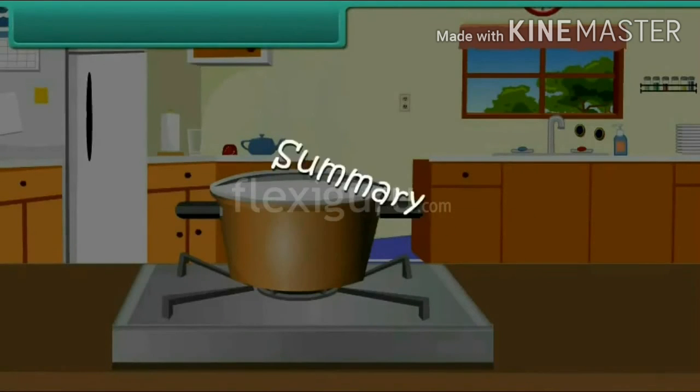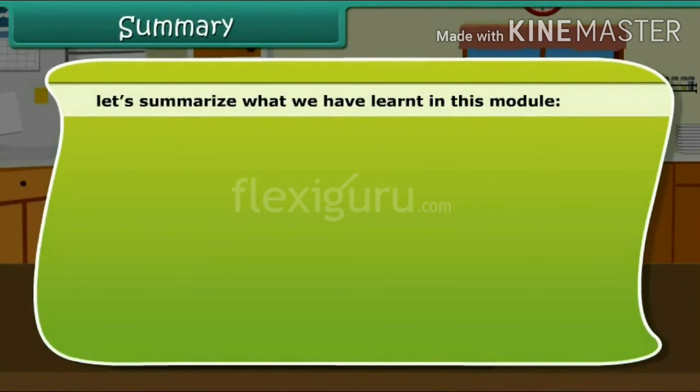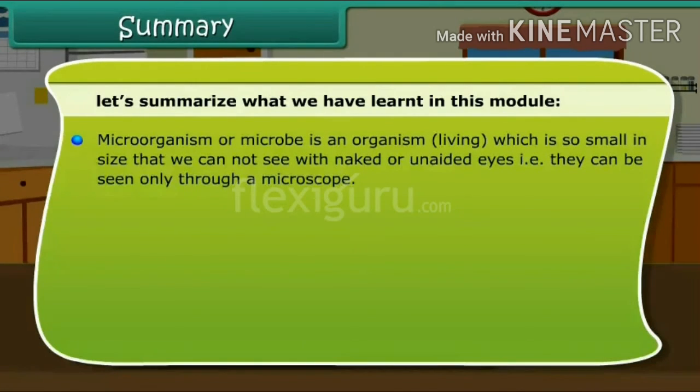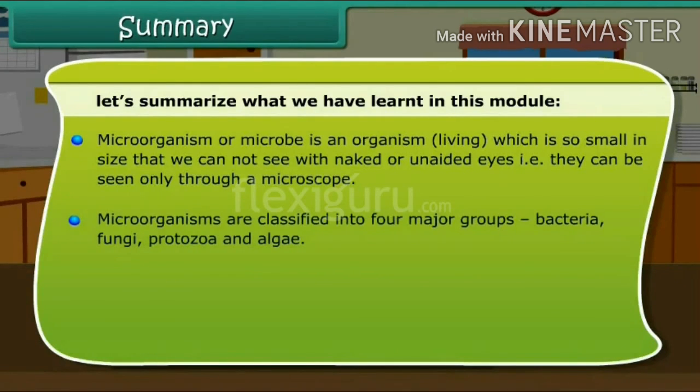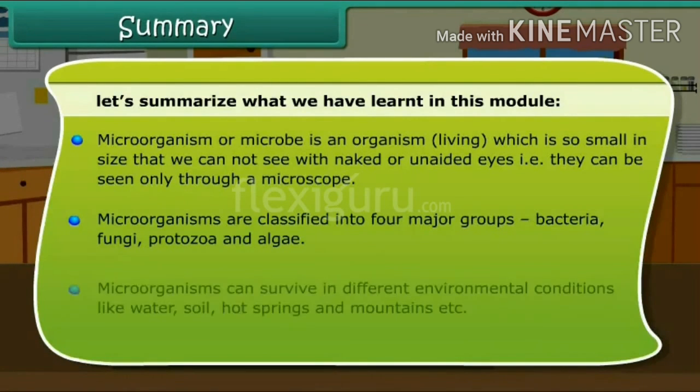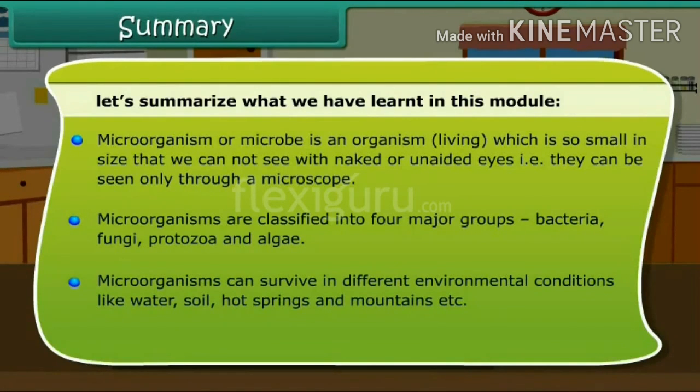Summary. Friends, let us summarize what we have learnt in this module. A microorganism or microbe is an organism so small in size that we cannot see it with naked or unaided eyes, that is, it can be seen only through a microscope. Microorganisms are classified into four major groups: bacteria, fungi, protozoa and algae. Microorganisms can survive in different environmental conditions like water, soil, hot springs and mountains, etc.